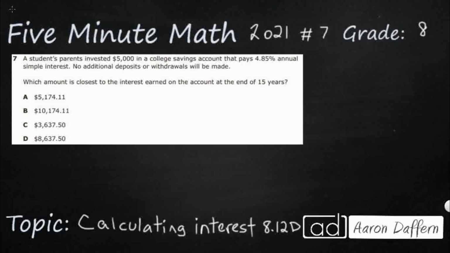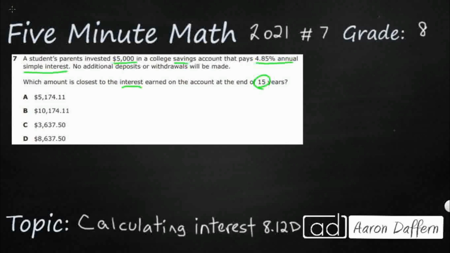So we have a student's parents investing $5,000 into a savings account. It's a decent annual interest rate. Simple interest, that's going to be important. No additional deposits or withdrawals. And so we need to calculate the interest, not the balance, but the interest. Whoa, 15 years. All right, I'm interested to see what that is as well.